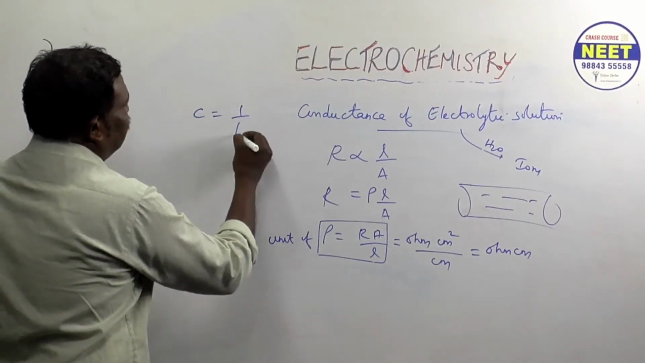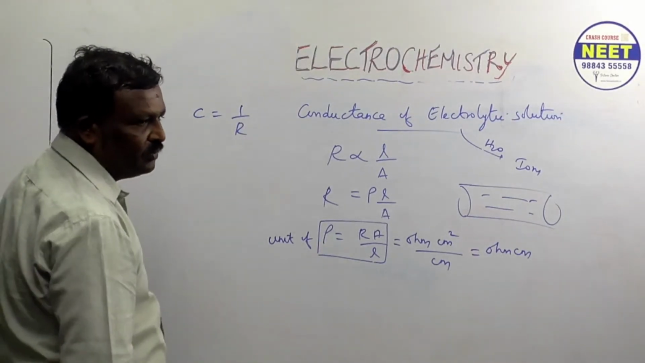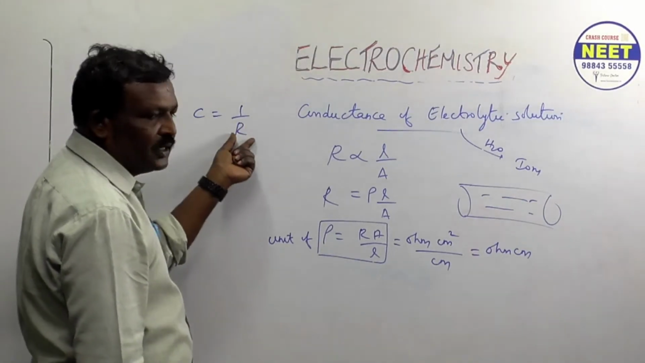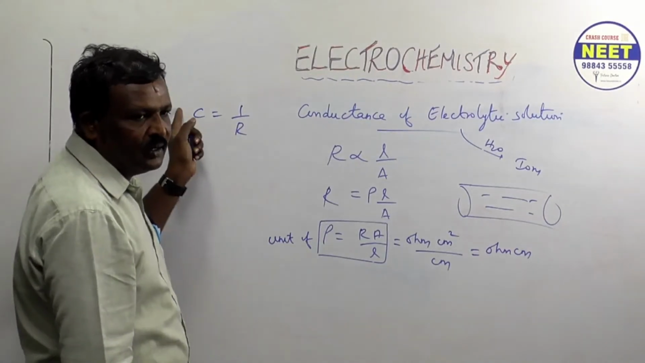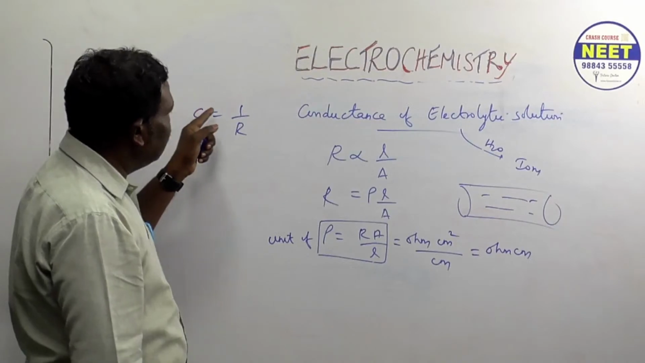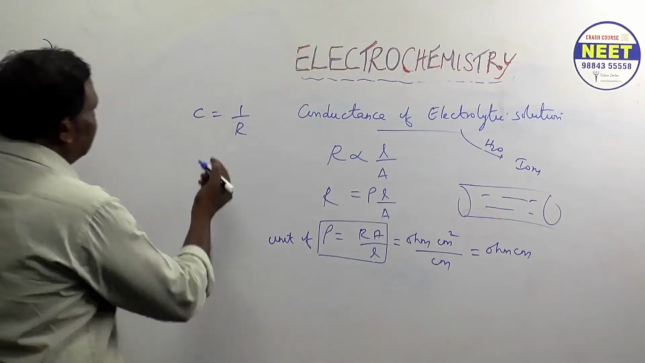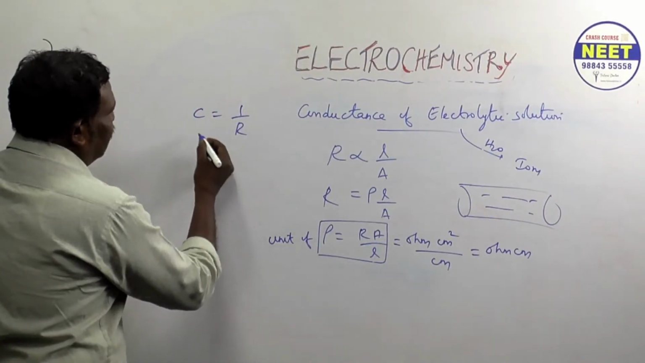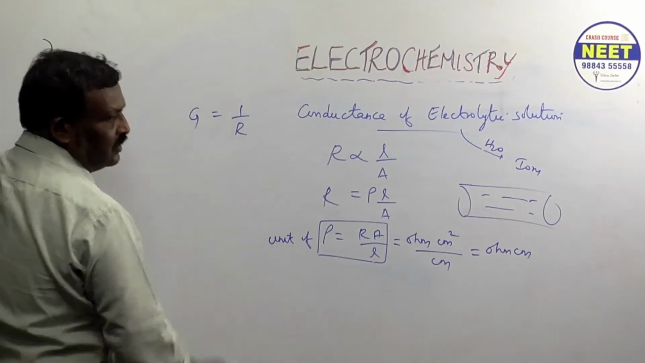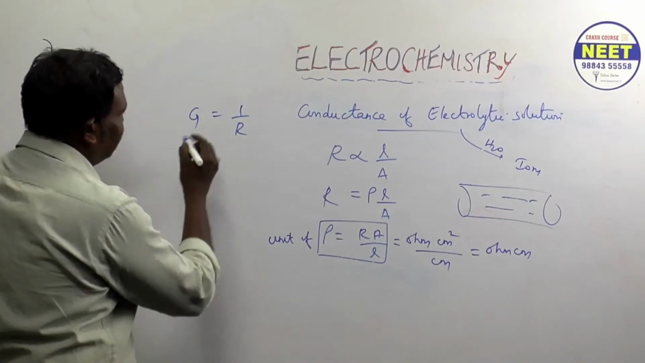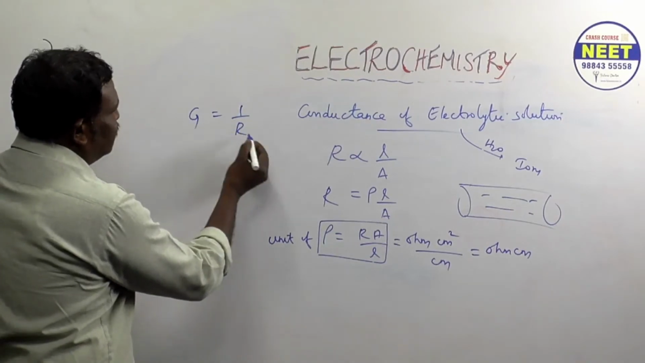Next one, conductance and resistance are inversely proportional, no? Are you following now? If you have more resistance, conductivity will be less. Understood? Correct or not? In your book, instead of C, they put G. G is called conductance. That's the difference. So conductance and resistance are inversely proportional.